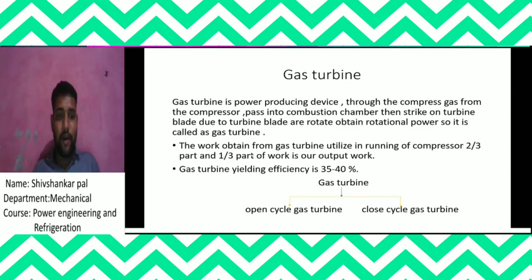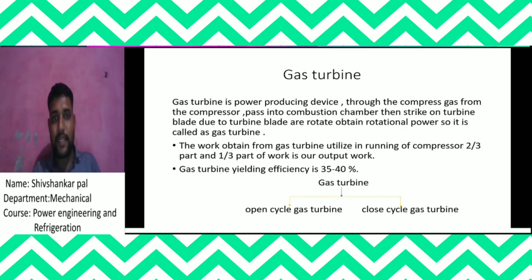And the work obtained from the turbine is utilized in running the compressor, 2/3 part, and the 1/3 part is our output work. Simply, when our turbine produces rotational power, that is the output power, some part, 2/3 part of the power generated through our turbine is utilized to run our compressor, and the remaining 1/3 is the final output of our gas turbine.